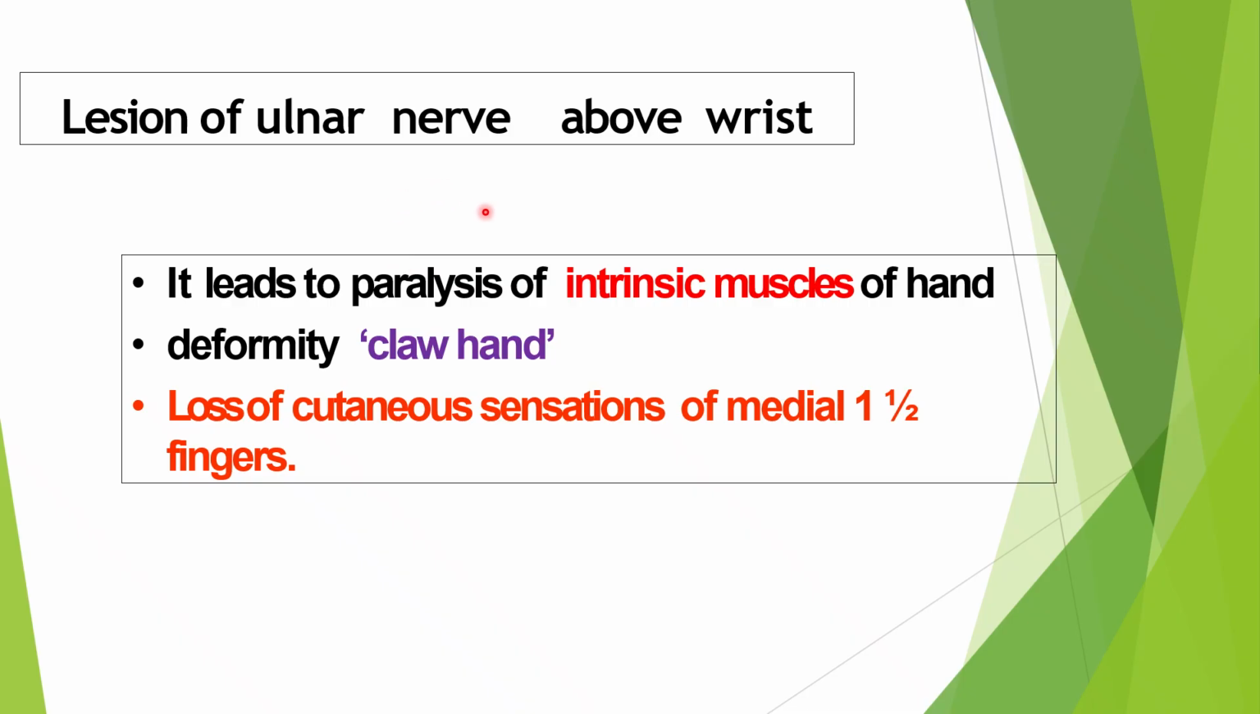Any injury to the ulnar nerve at the wrist leads to paralysis of all the intrinsic muscles of the hand, and the deformity is known as claw hand. Also, there is loss of cutaneous sensation on the medial 1.5 digits.